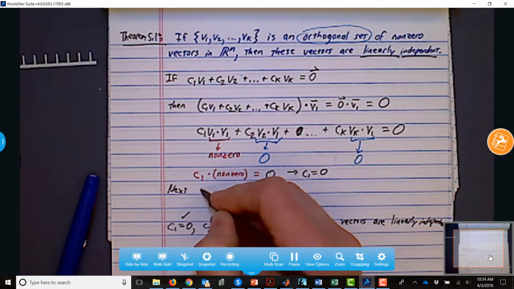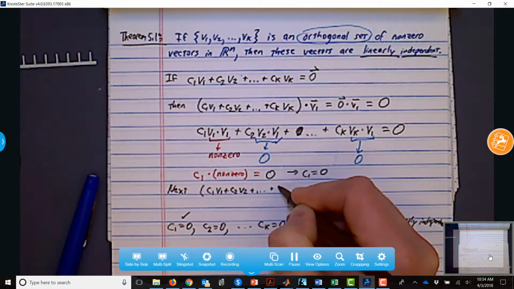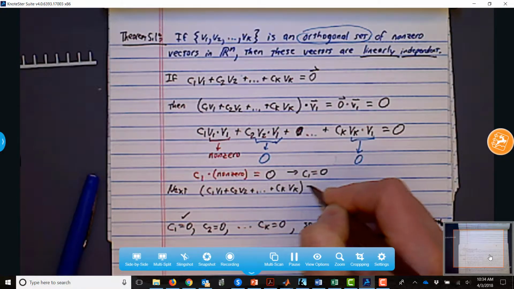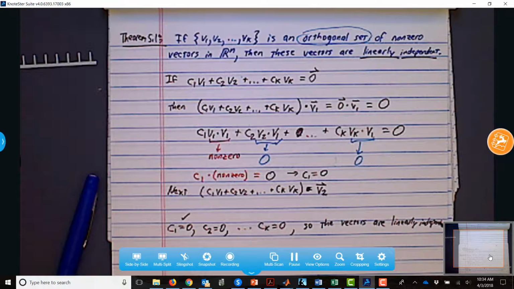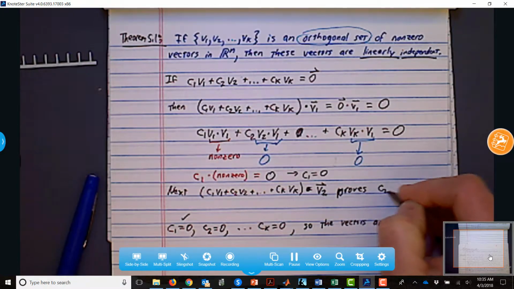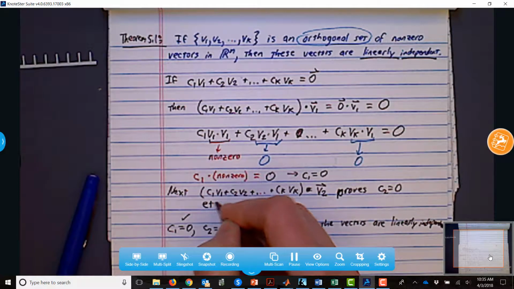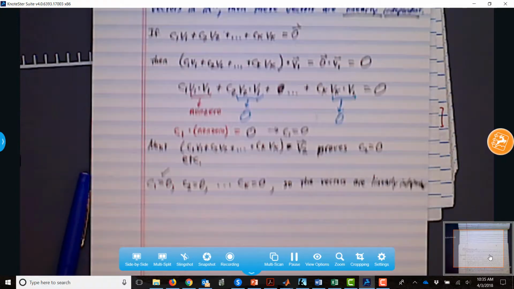Next, C1V1 plus C2V2 plus ... plus CKVK equals 0, and what you'll do is dot it with V2. And what's going to happen? The same logic proves that C2 equals 0, etc. So you'd have to do k different dot products, all the way up to the last one, where you'd dot it with VK, and that would prove that CK is 0. But I think that's a pretty slick proof.